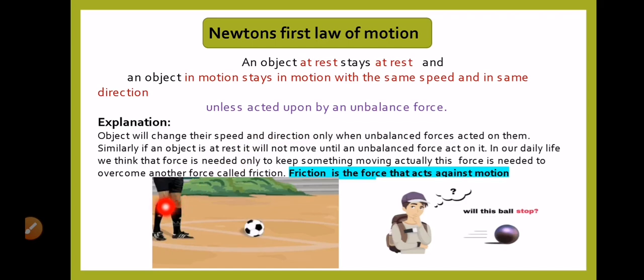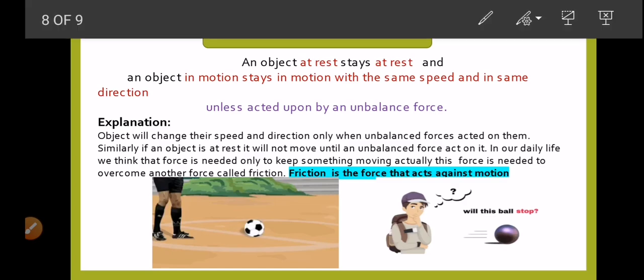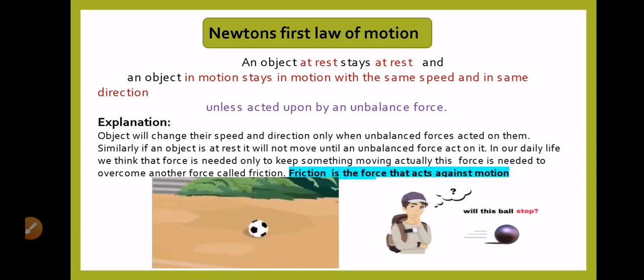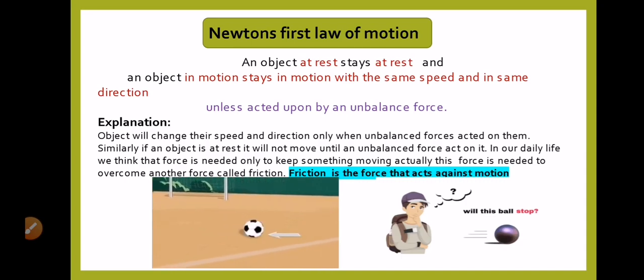How? Look at this example. A football is at rest until somebody hits it. After hitting, it will start moving and then come to rest. Why? A force is applied on it. So it means force changes the speed and direction of the object.